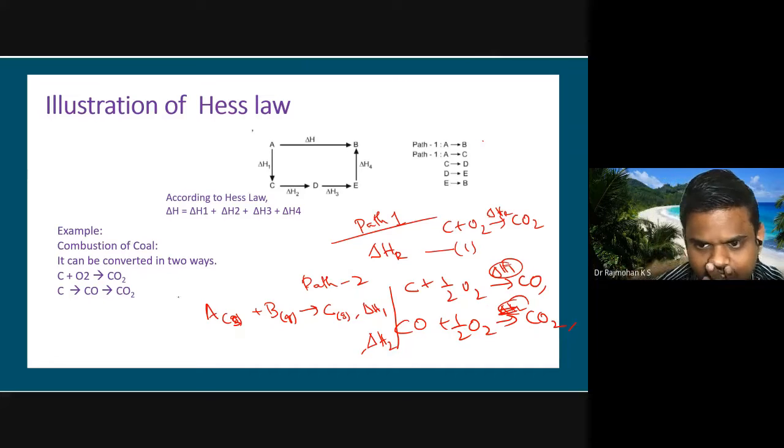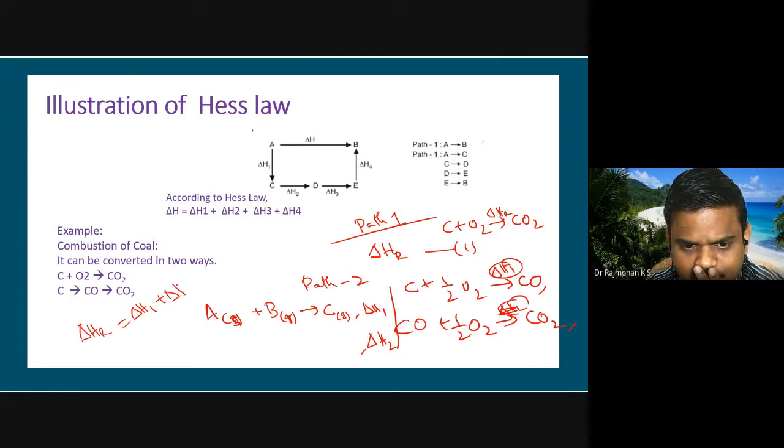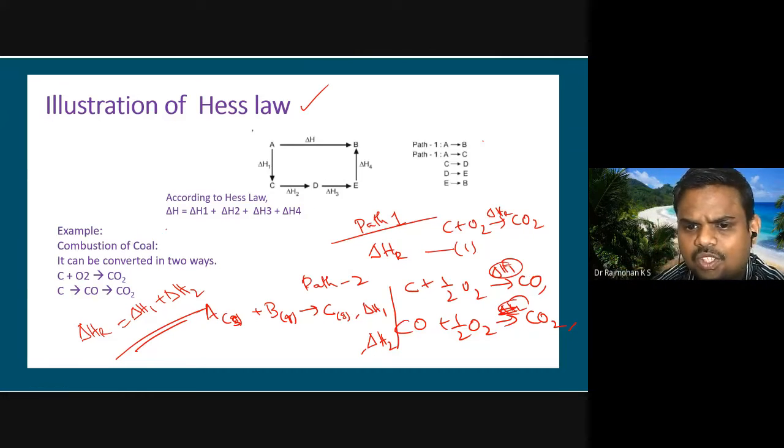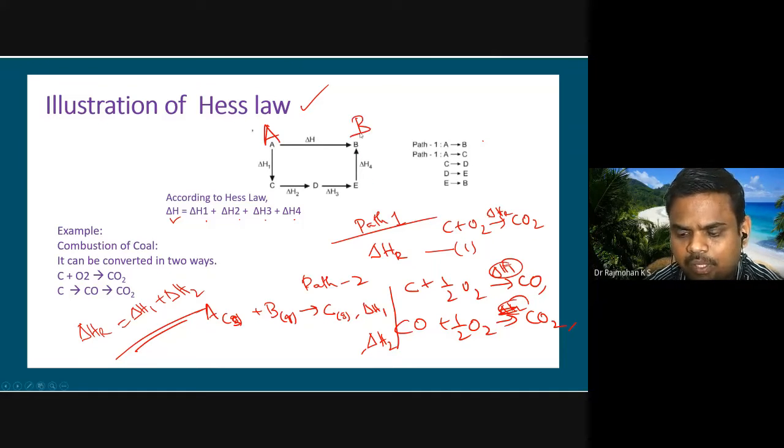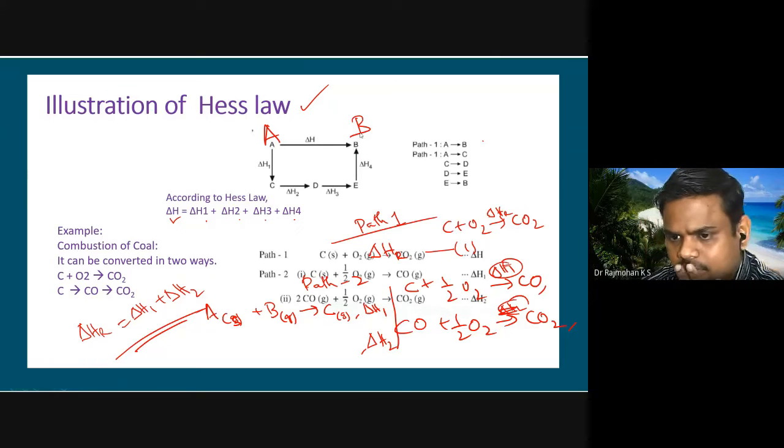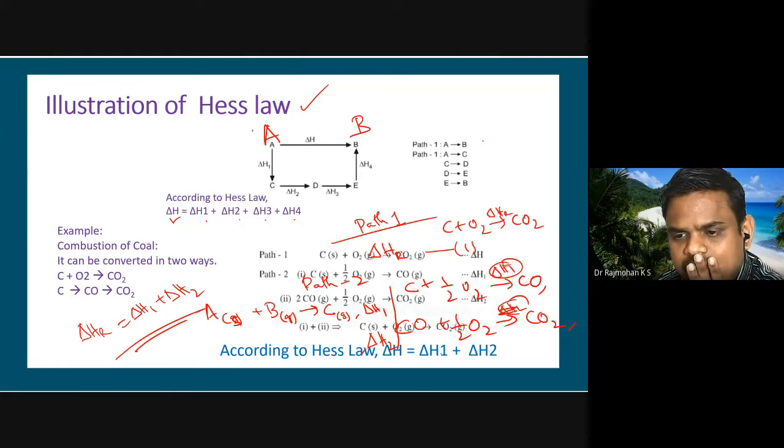So what we have to write here is, delta H of the reaction through route 1 is equal to delta H1 plus delta H2. That's according to Hess law. According to Hess law, delta H overall is equal to delta H1 plus delta H2 plus delta H3 plus delta H4 of the intermediate reactions that take place to convert A to the product B. So that's what I have written here. According to Hess law, delta H is equal to delta H1 plus delta H2.